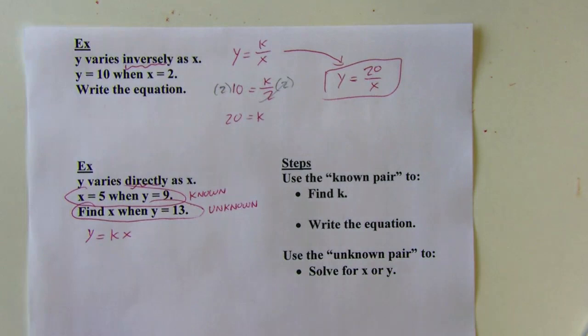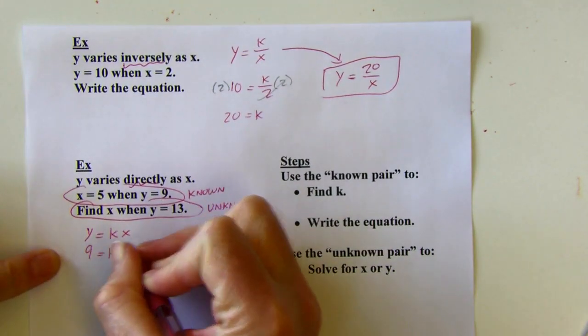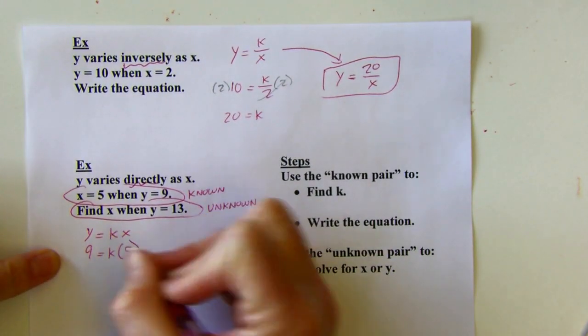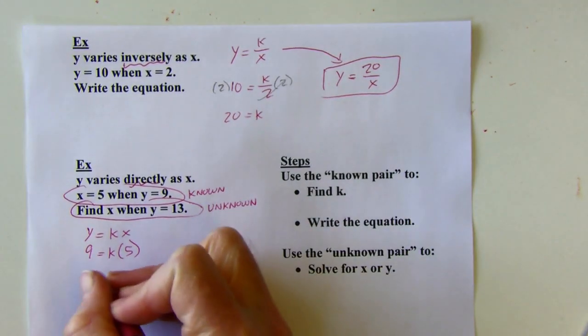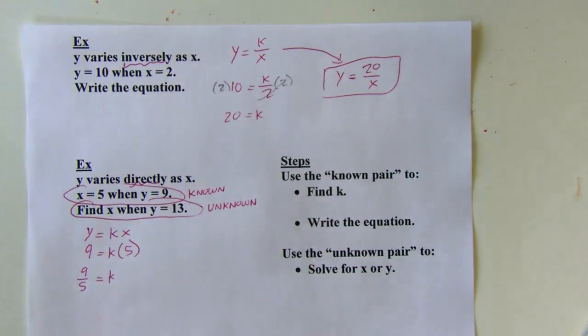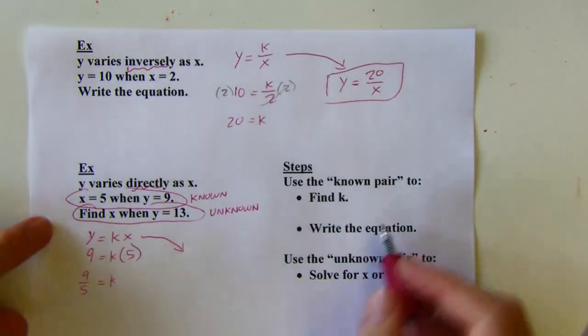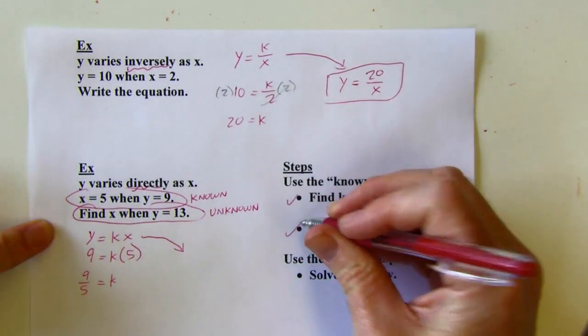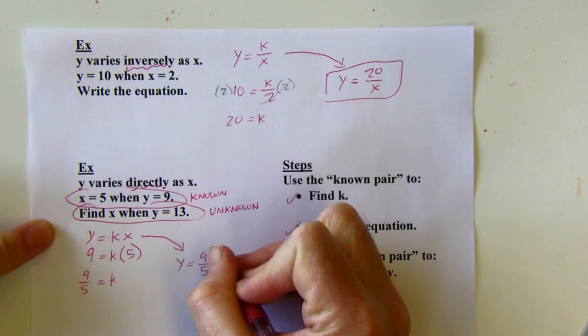Okay, so I'm using the known pair because I can plug in 9 for y and 5 for x. This is not always going to be an integer. The k here is going to equal 9/5, and that's okay. So I got a fraction. Now I'm going to rewrite this equation. So I found k, right? Now I'm going to rewrite the equation. y is going to equal 9/5 x.